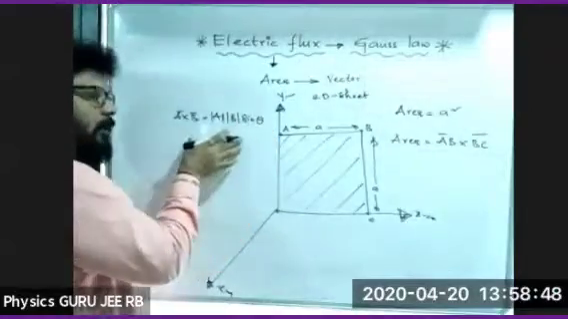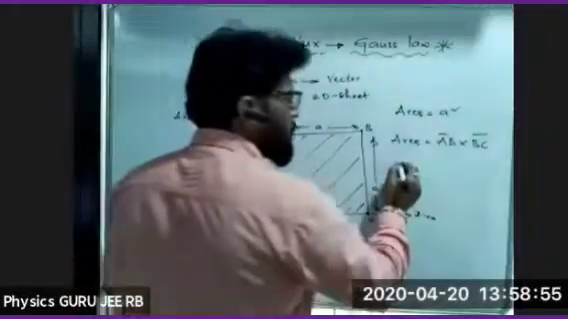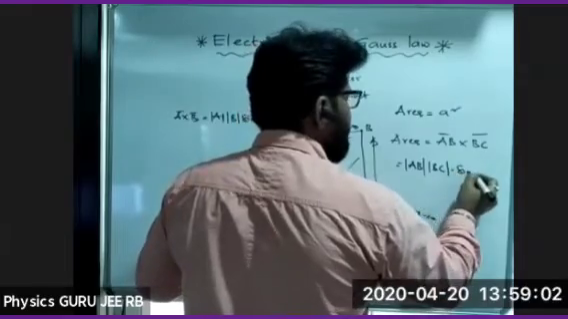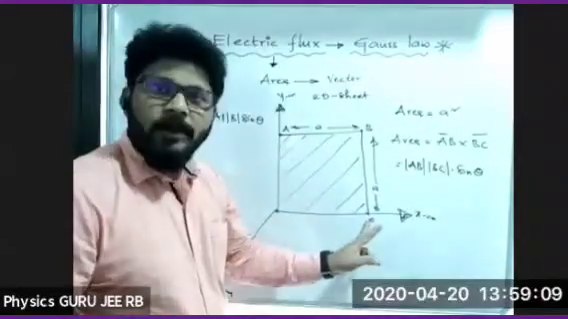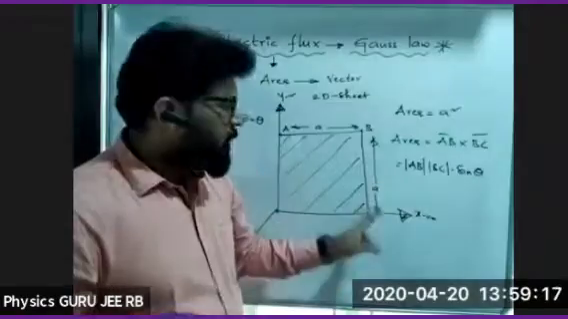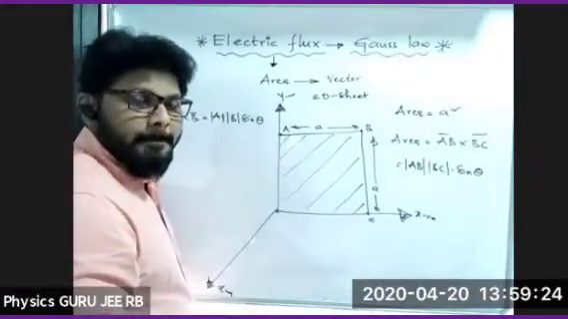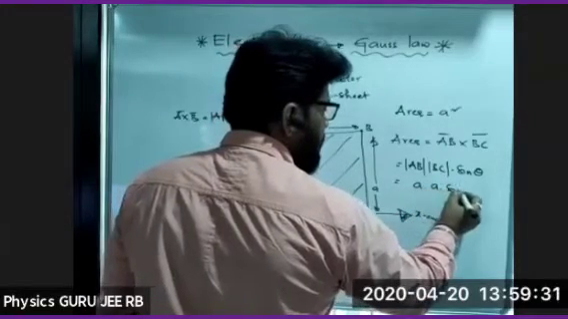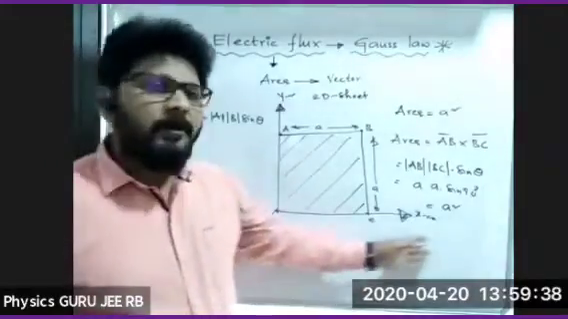This is nothing but from vector products. In a similar manner, if I want to write AB cross BC, I will write magnitude of AB into magnitude of BC into sine theta. A to B, what is the magnitude? A. What is B to C? Magnitude is A. And what is the angle between AB and BC? Can anybody tell? Angle 90 degrees. So that means this is A into A into sine 90, which is nothing but A square. Okay. I got only the magnitude.